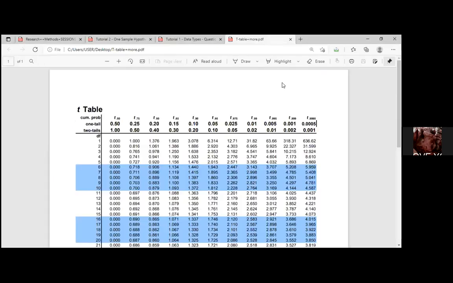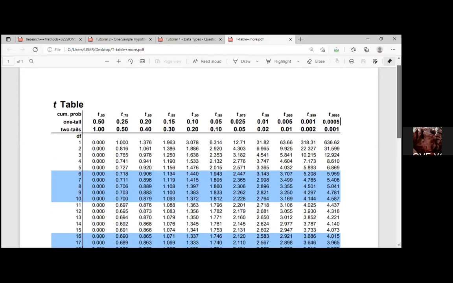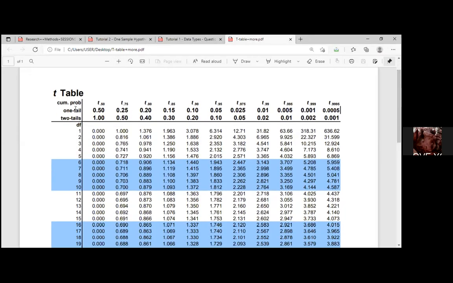This is the table. Look at it. In research methods, we don't divide the alpha by two because the table already has one tail and two tail alphas. If it is one tail, you choose it from the one tail column. If it is two tail, you choose it from the two tail column. So don't go and divide alpha by two, please. Here it is two tails, so choose our alpha from the two tail, which is 0.05.